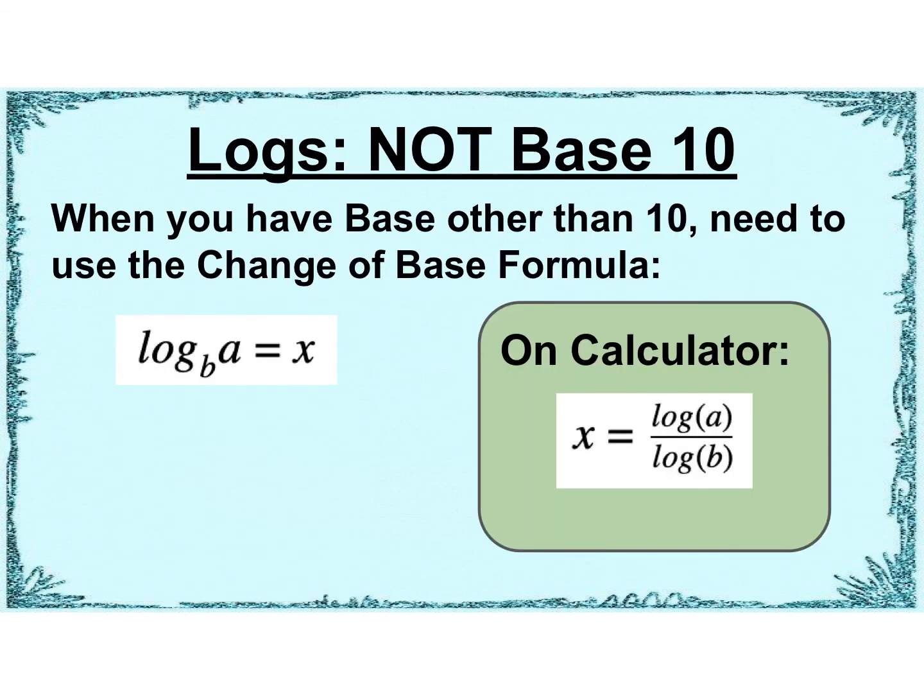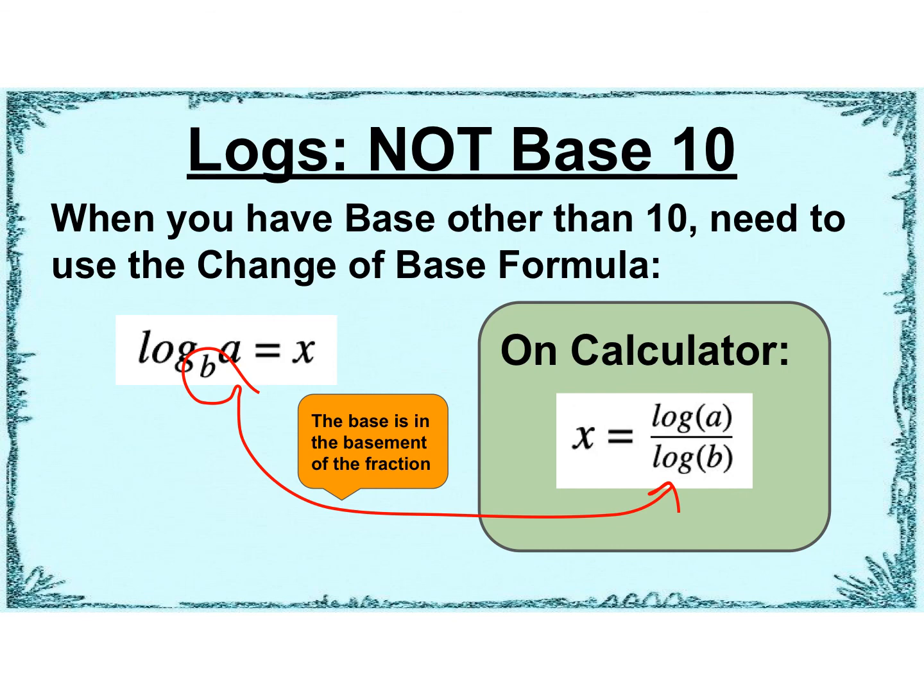So what do we do with our calculator, and how do we figure it out? If it's not base 10, then we have to use the change of base formula. So it's going to change it so that the calculator can do it with a base of 10. So if I had log base b of a equals x, how I want to type it in is I want to do log, it'll open parentheses, a, close parentheses, then you divide by log base b. So b is the base. It goes into the denominator. Whatever this first thing is becomes your numerator. So b is in the basement of the fraction.